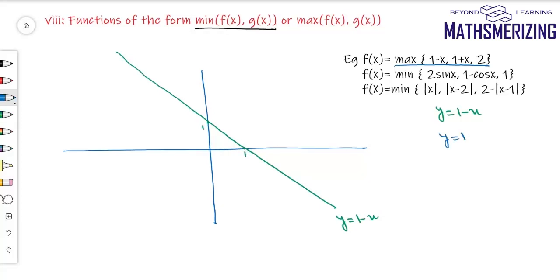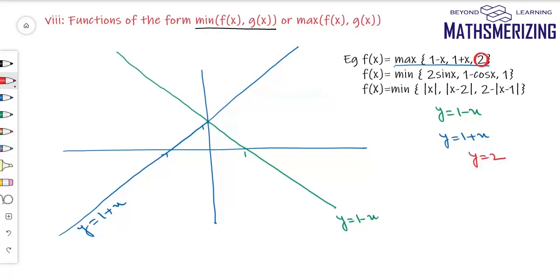So that's the graph of y equals 1 minus x. Now the next graph is y equals 1 plus x. So when x is 0, y is 1. When x is minus 1, y is 0. So that's the graph of y equals 1 plus x. Now the third function is y equals 2, which is a constant function. So I'll draw the straight line. I'll also find their points of intersection. So if I put y equals 2 in the first function, I'll get x equals minus 1. And if I put y equals 2 in the second function, I'll get x equals plus 1. So the points of intersection are minus 1 and plus 1.